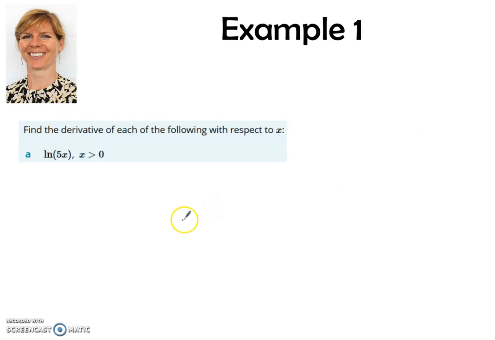Now, if you're not convinced, you can actually use the chain rule to do this. So if you're comfortable with the fact that if y is ln x, then y prime is 1 on x, we can use the chain rule to prove that this 5 isn't going to come into it. Okay, so let's say let u equal 5x. Therefore, we have y equals ln u.